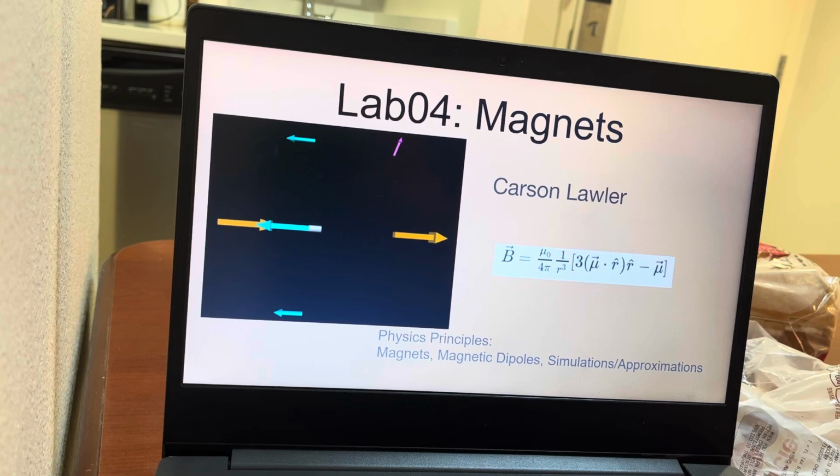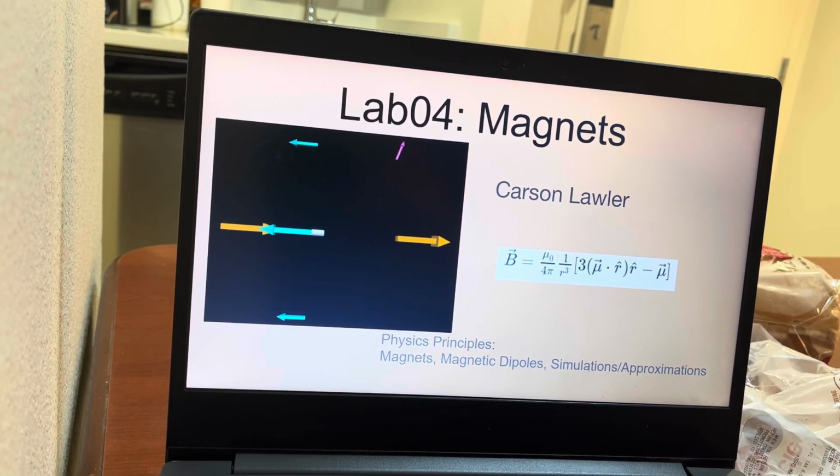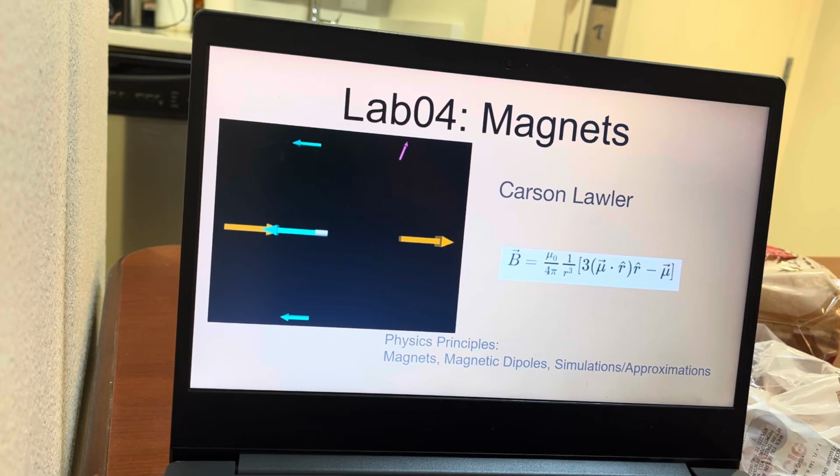Today we're going over magnets, specifically magnetic dipoles, along with ways to simulate them at different locations.